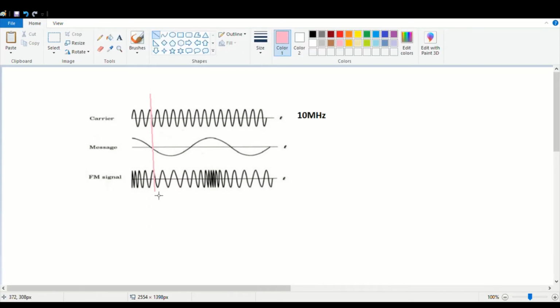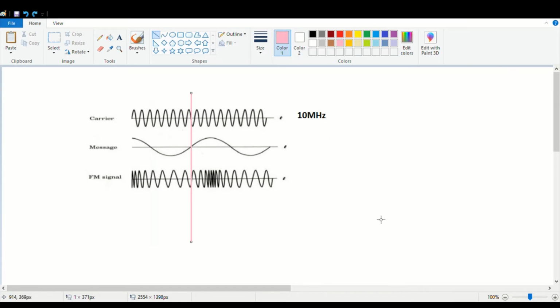At that time, you can see that the signal amplitude here at the message signal is almost zero. And since I have taken the carrier signal as 10 megahertz, the same signal frequency will be reflected here. That means the FM signal will also have almost the same frequency of 10 megahertz.